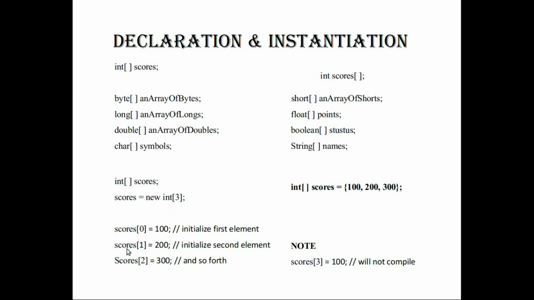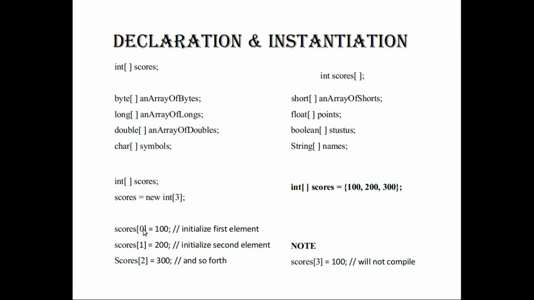I go down here and say scores 1 equal to 200. I'm putting the value 200 into index 1, which is the second position in the array. And I go down here, I say scores, sorry, this is lowercase, not capital. I say scores, bracket 2, close the bracket, equal 300. What is happening is I'm putting the value 300 into the third position of the array, which is index 2.